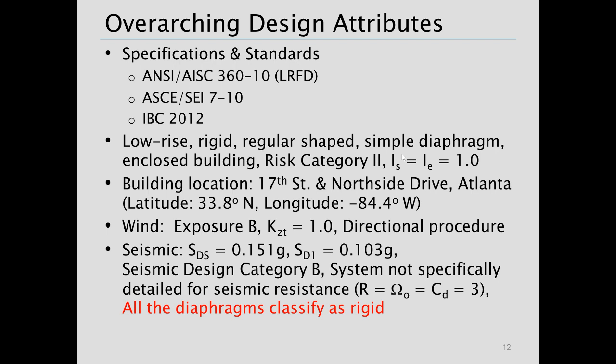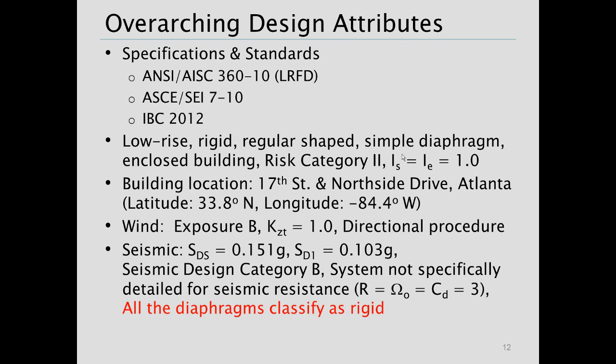We're going to be using the AISC 360 standard, ASCE 7 load standard, IBC 2012. The structure we're going to look at would classify as low-rise, rigid, regular-shaped, simple diaphragm. It's an enclosed building, risk category 2. So the importance factors for snow and earthquake are 1.0. Again, the building's located here in Atlanta, theoretically.